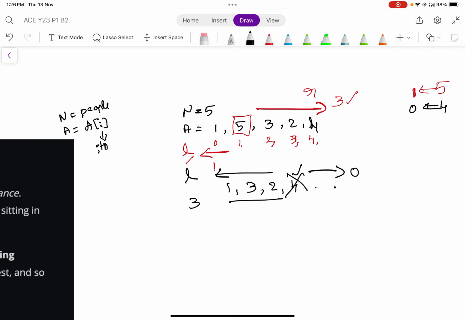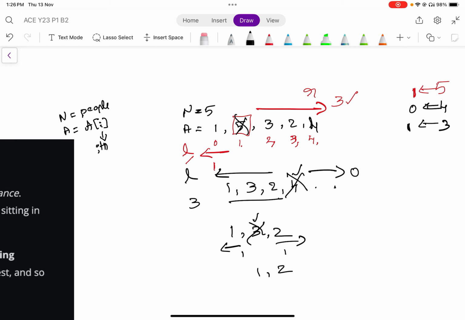Next, after this person also leaves, how many people are we left with? 1, 3, and 2. Who has the top priority now? This 3. If this person moves left or right, this person is going to disturb only 1. So 3 causes a disturbance of 1 person at minimum. After removal of this 3, we are left with 1 and 2.